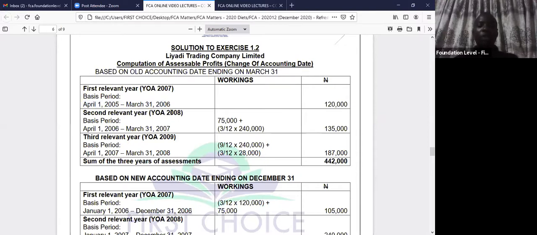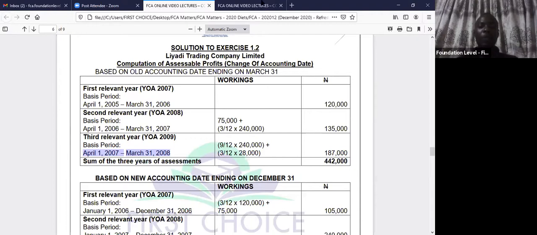You go to 2008, and you continue as if they have not asked for change from April to March. Go to the third year, 2009. You pretend as if they never asked for change. April to March, preceding year basis. Then you sum the 3 years.